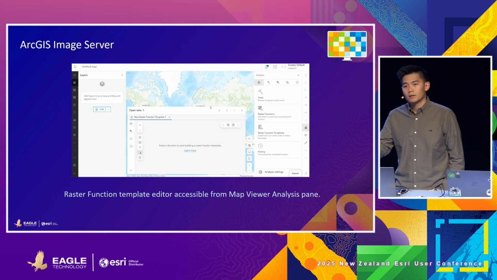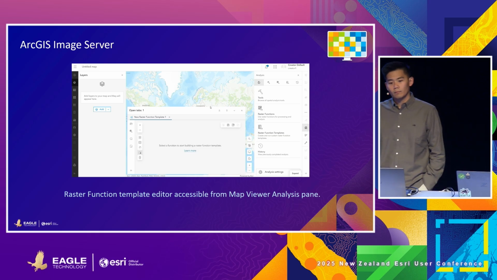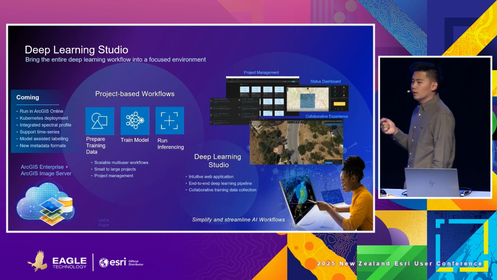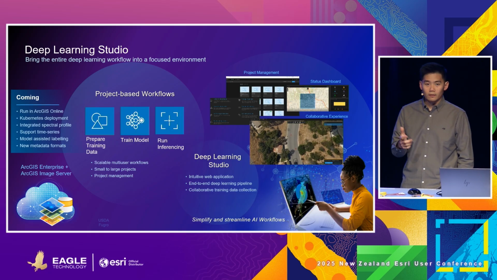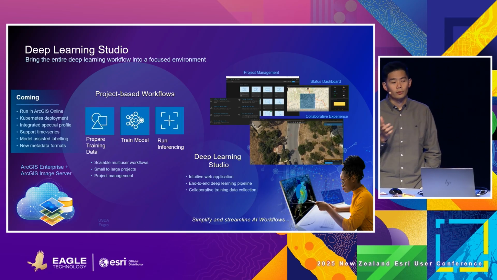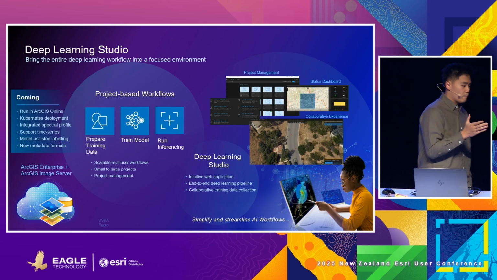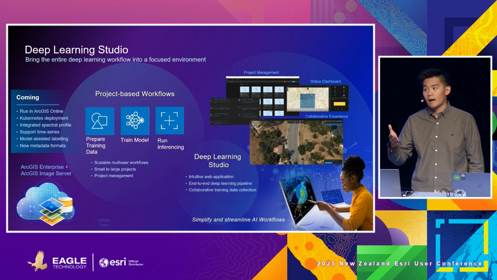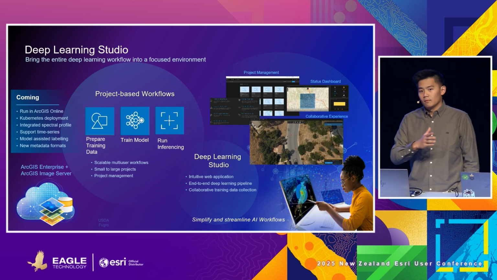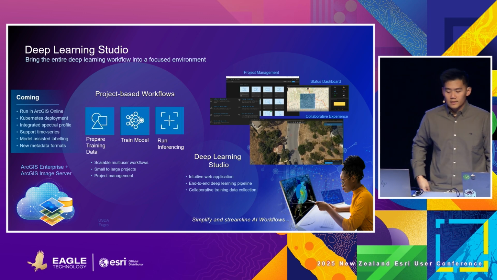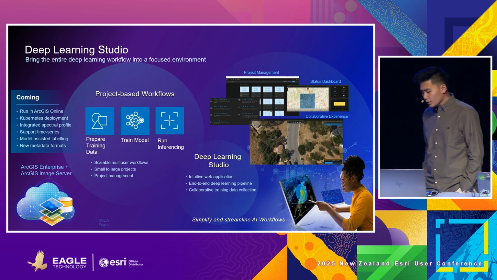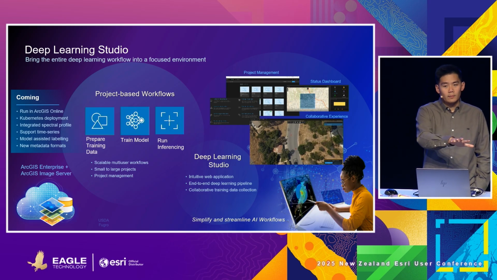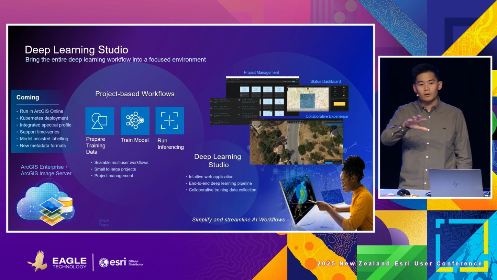So you host your images in this Image Server. It can stream to Deep Learning Studio. Deep Learning Studio comes with your Image Server. It's a web app that allows you to do your end-to-end GeoAI workflow, from labeling to training to running inferencing for imagery-based deep learning workflows. So you have an Image Server hosting all the imagery, and you stream it through Deep Learning Studio. It's a web app.